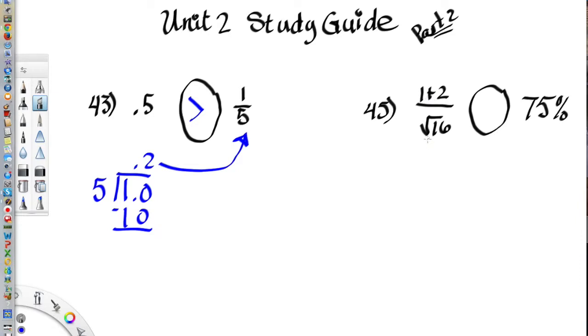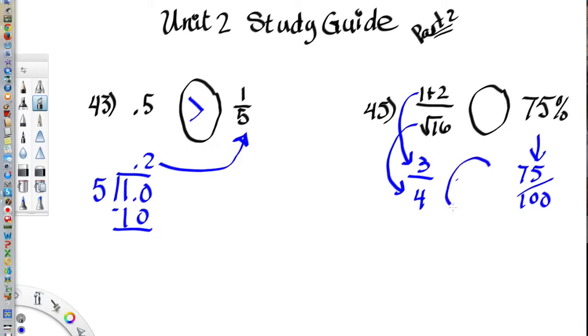Okay, this looks pretty scary and complicated. Here we have a fraction with a radical in the denominator, and we're comparing it to a percent. Well, what do I do with that? Well, I know that 75% is 75 out of 100, right? It's 75 hundredths. Now, I'm going to do a little work on this one. Let's see if we can simplify this. 1 plus 2 is 3, so that's my numerator. And the square root of 16 is 4. Okay, so the square root of 16 is 4. 1 plus 2 is 3. So I get 3/4. And I think we already know the answer, but let's just prove it.